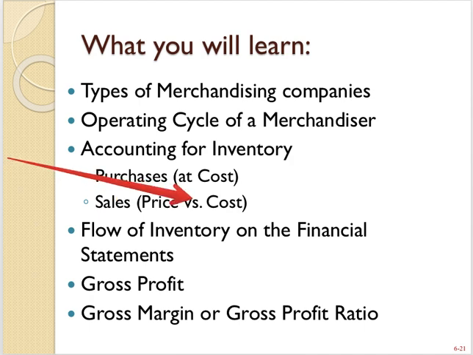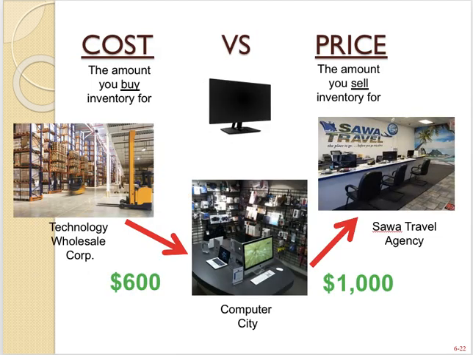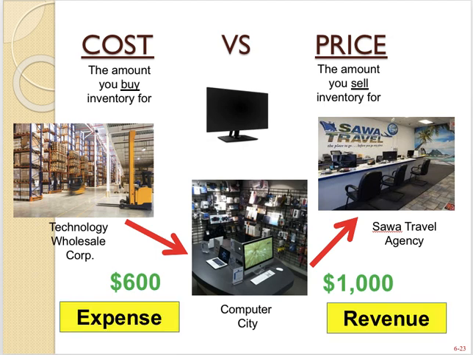So, as you recall, hopefully from part 2, there are two different amounts here: the cost, the amount we bought it for, and the price, the amount we sold it for. So my question for you is, knowing what the terms revenues and expense mean, which of these two would be related to revenue and which would be related to expense? So hopefully you thought about it, and hopefully you came up with this answer, okay?